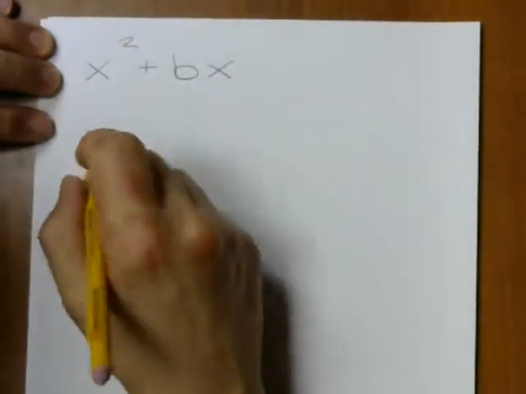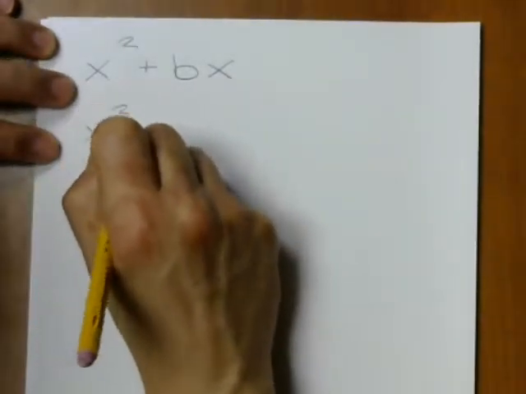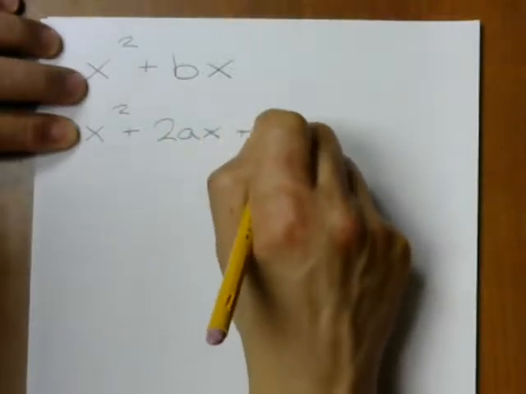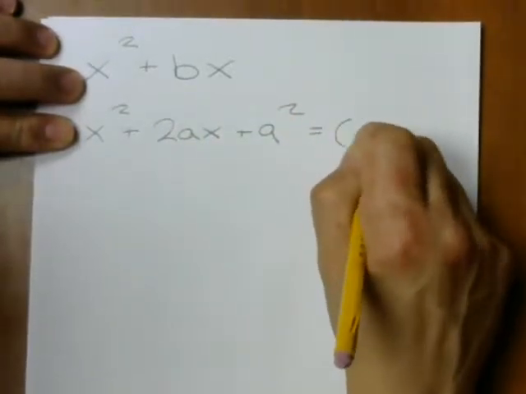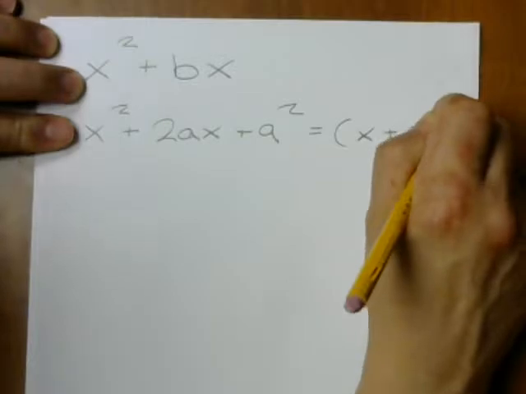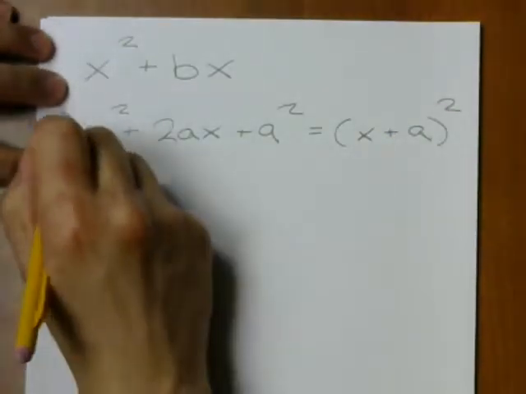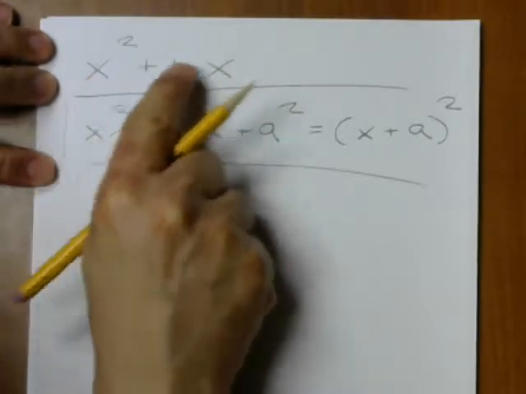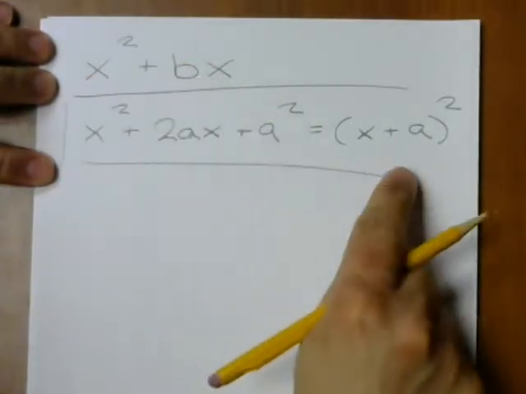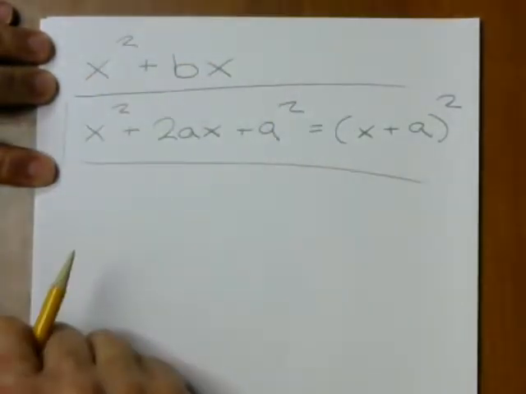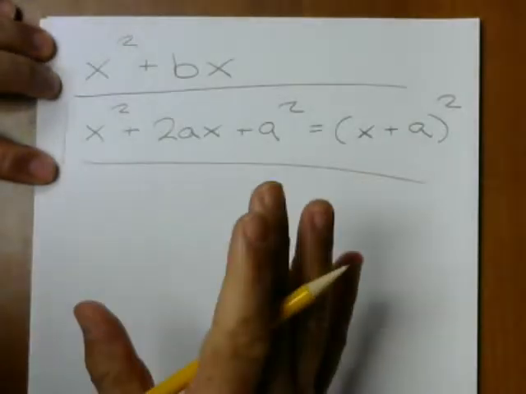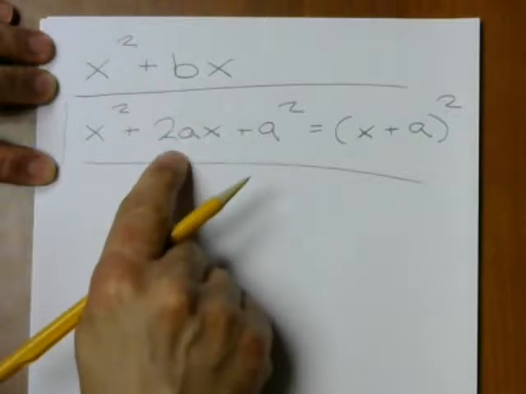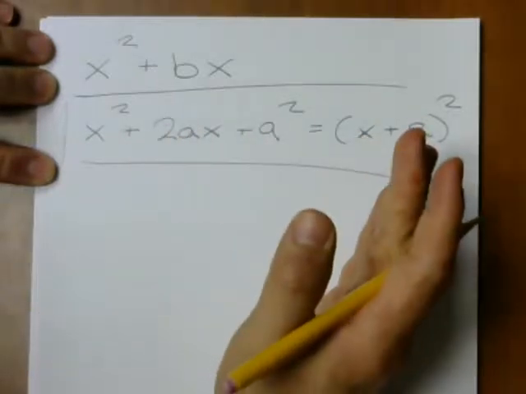So, what rule did we use last time? We used this rule: x squared plus 2ax plus a squared equals x plus a squared. So I want to apply this rule to this situation so that I can somehow rewrite this using the rule. Okay, so let's think about it. x squared, b, 2a. When could I use the rule?